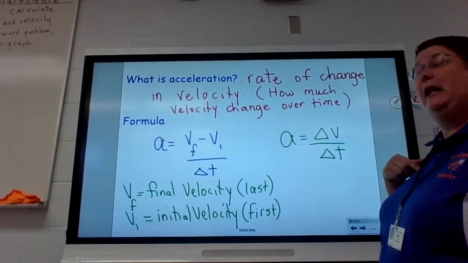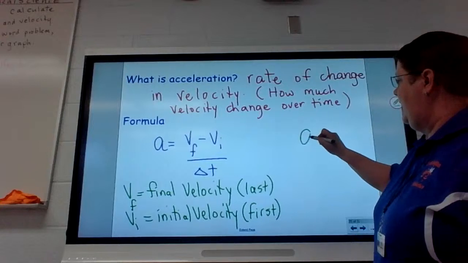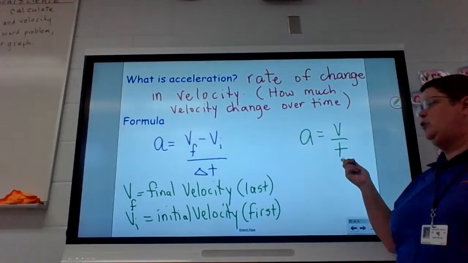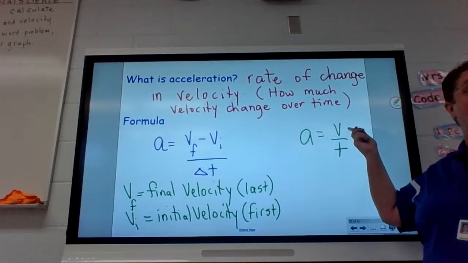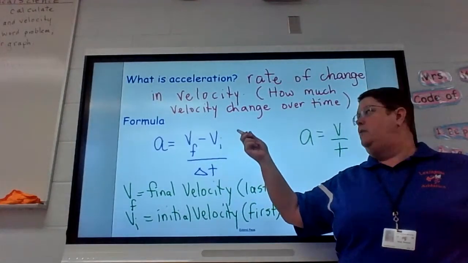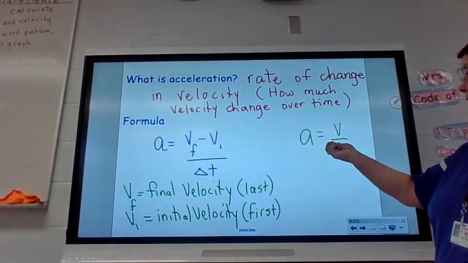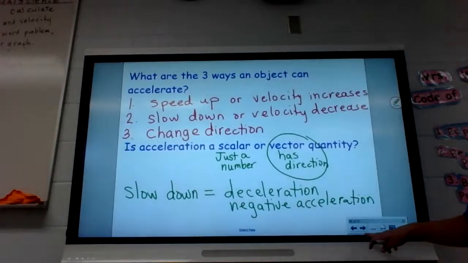A lot of times in class, I will even change the formula and write it as A equals V over T, because if we have two V's, we know we subtract. We don't even need to write it this way. This is the way the state gave you the formula. So we can write it like that. You can write it like that every day of the week. Oh, I'm erasing all this in there. Okay?